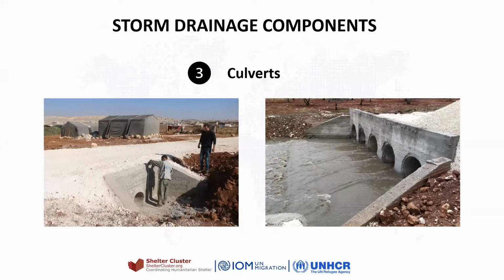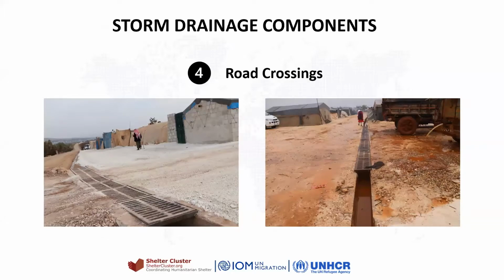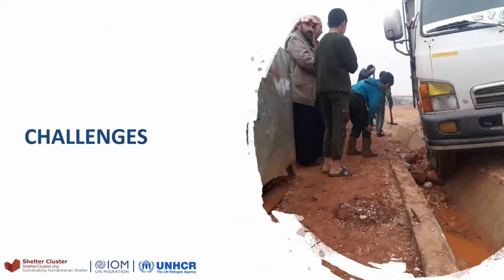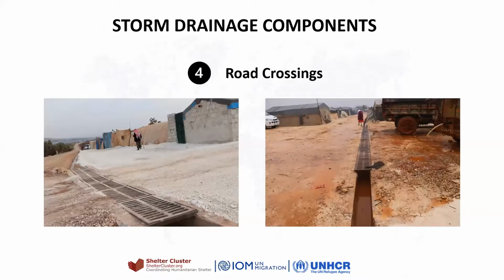Third, we have culverts. You can find them at the entrance of some of the camps, so we can consider them also an extra crossing point, because they are covered. So this is in brief.